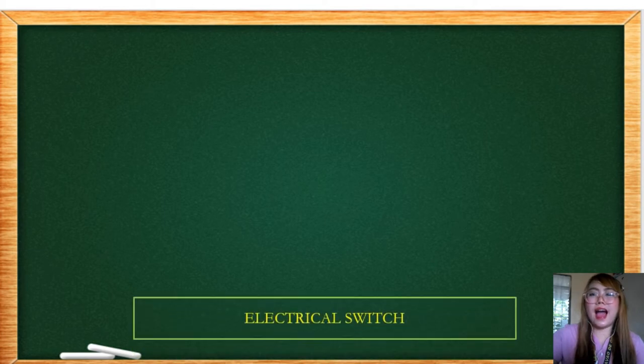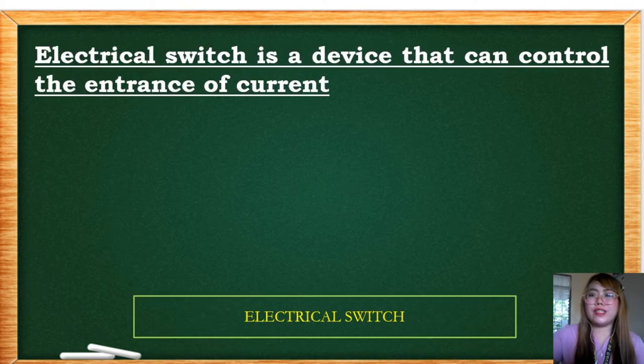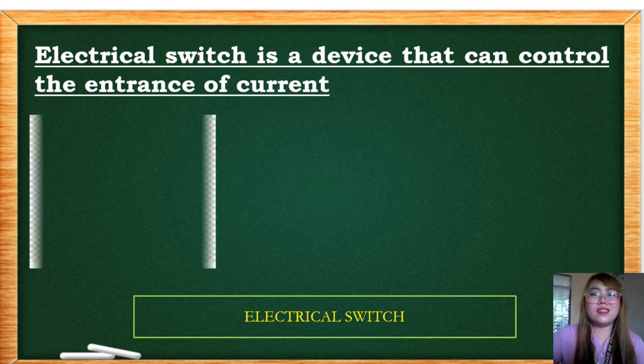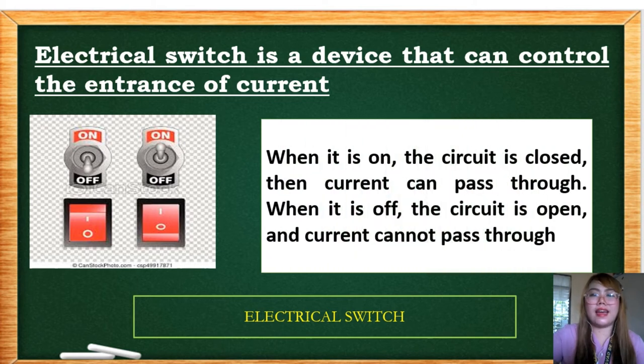Let's move on to electrical switch and electrical load. How will you differentiate these two? First, electrical switch is a device that can control the entrance of a current. When it is on, the circuit is closed. Then the current can pass through. When it is off, the circuit is open and current cannot pass through.